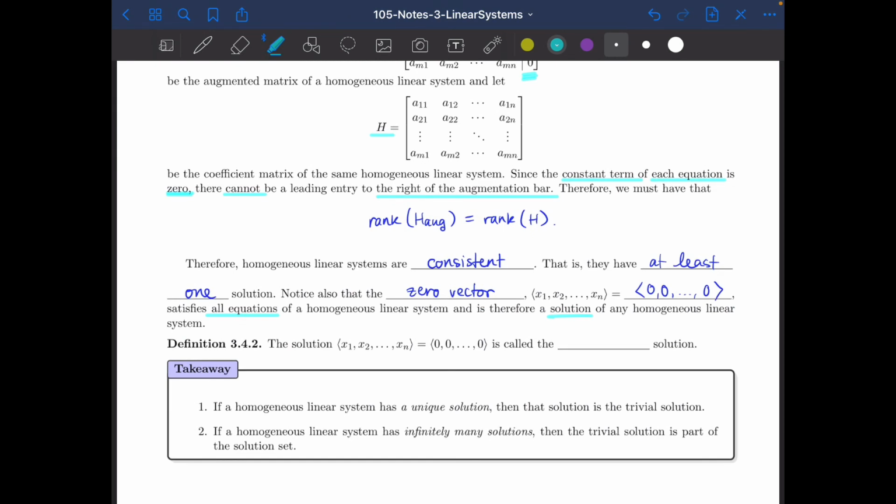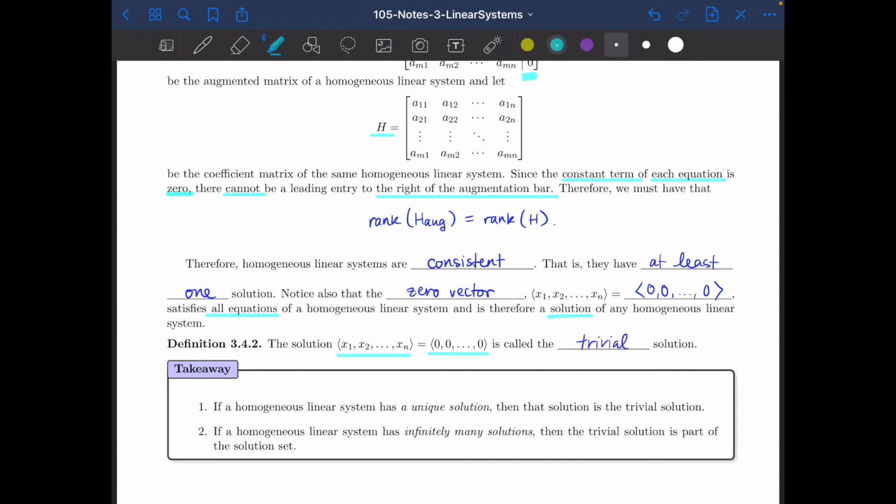In definition 3.4.2, we give a name to that solution. The solution x1, x2 up to xn equals 0, 0 up to 0, n times, is called the trivial solution.